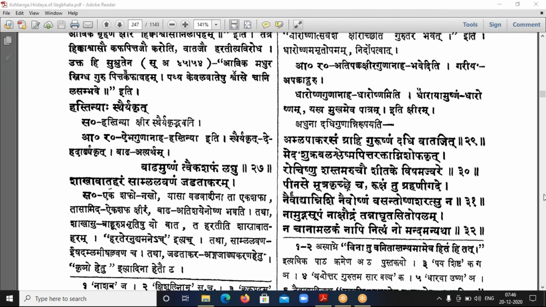Then, Ushnam Tvaiga Shabham Lekhu, Shakhavadaharam Samlalavanam, Jadadakaram. Aiga Shabham.